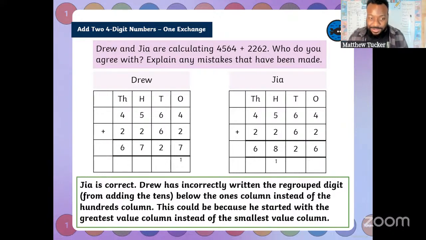This could be because he started with the greatest value column instead of the smallest value column. And that could be a common mistake that some could make if they're adding the other way around. Unless you're partitioning and you split them up into the thousands, hundreds, tens, and units, mistakes could be made. So if you're going to do column addition, which is the best, most efficient way to do your addition, always start with the ones. And then you scale up to the tens, then up to the hundreds, then up to the thousands, and beyond. Okay?